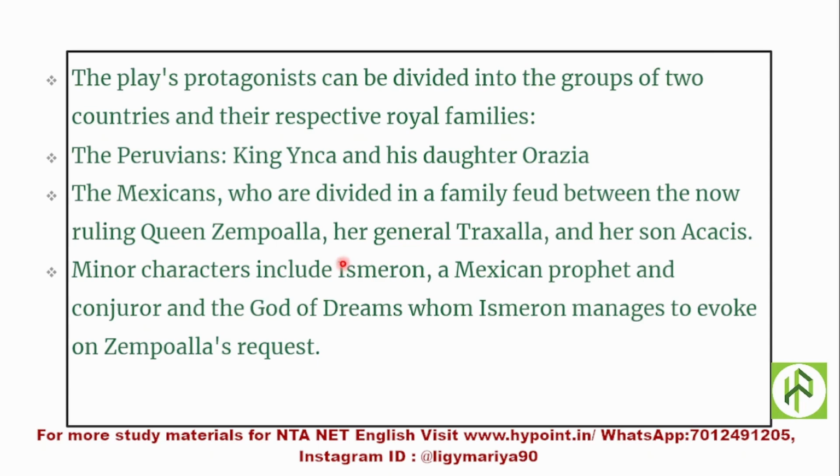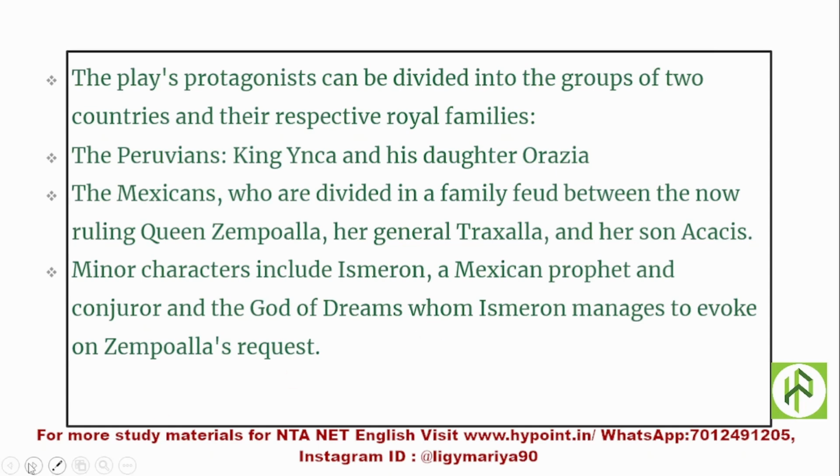Minor characters included here are Ismaron, a Mexican prophet and conjurer, and the god of dreams, whom Ismaron manages to evoke on Zampola's request. So these are the minor characters.